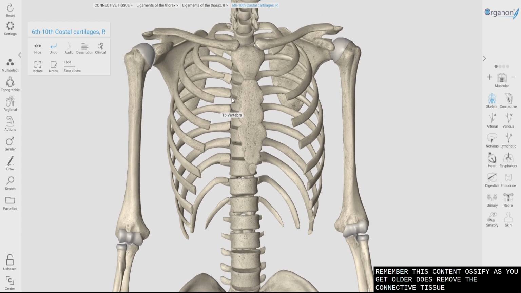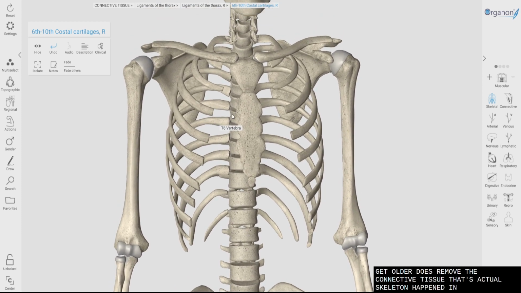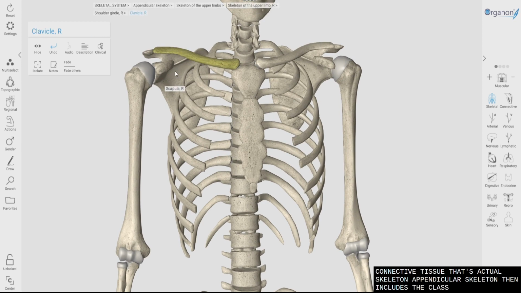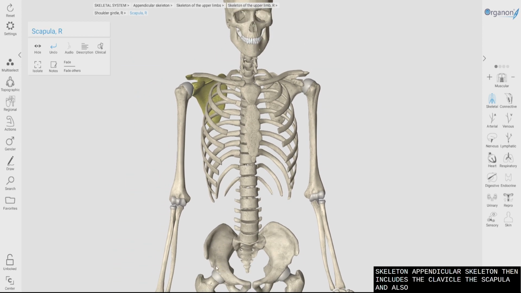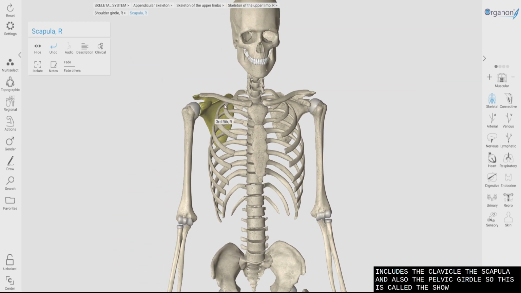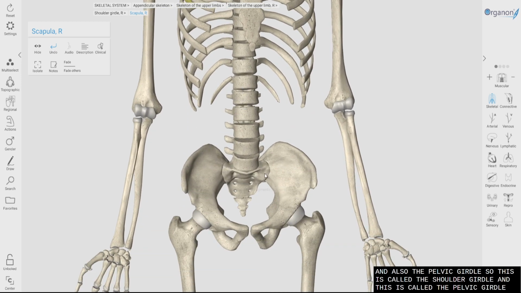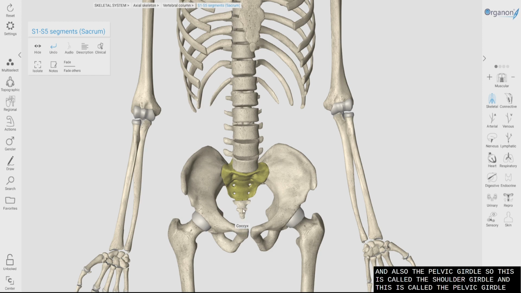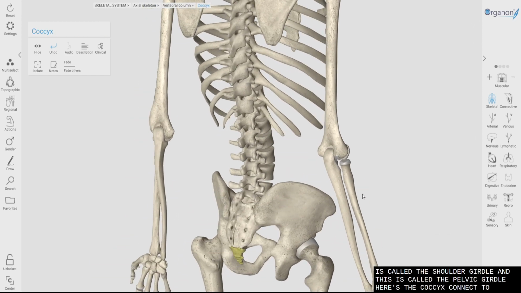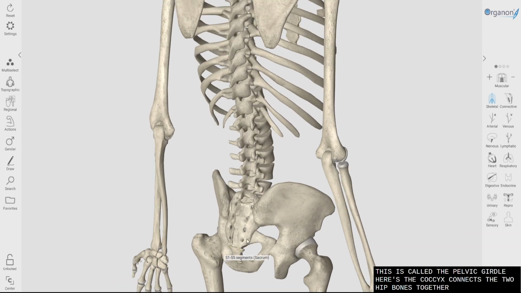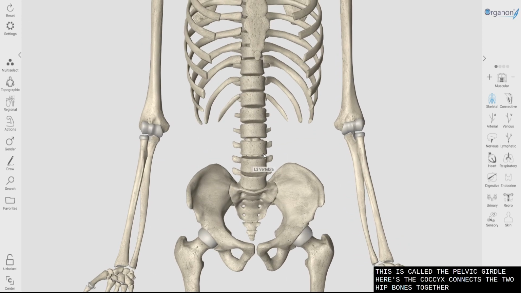So that's axial skeleton. Appendicular skeleton then includes the clavicle, the scapula, and also the pelvic girdle. So this is called the shoulder girdle, and this is called the pelvic girdle. Oh, I never talked about the sacrum. Sorry. Here's the sacrum then, and then here's the coccyx. Connects the 2 hip bones together. Can't forget the sacrum.